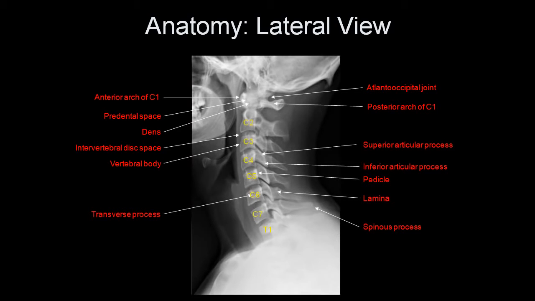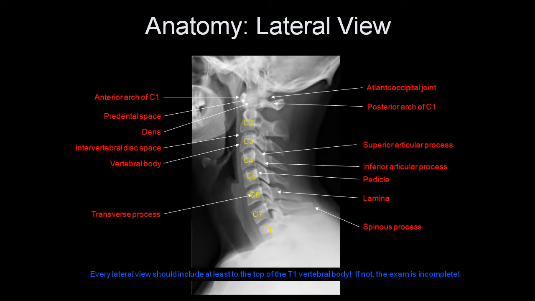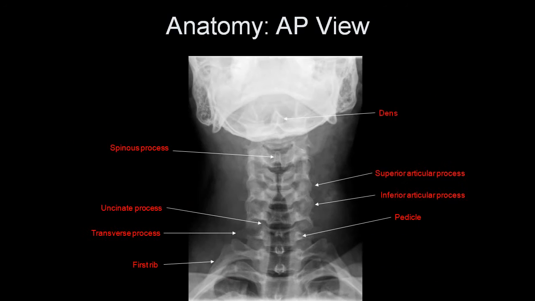Remember that when you're counting the vertebral bodies, the first fully formed vertebral body that you see is C2, not C1, so that's the best way to count. Remember that every lateral view should always include to at least the top of the T1 vertebral body. If the T1 vertebral body is not partially seen, then the exam is incomplete, and in that setting sometimes a special view called a swimmer's view is performed.